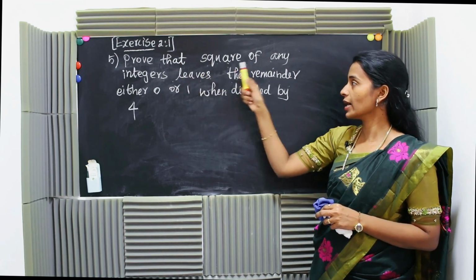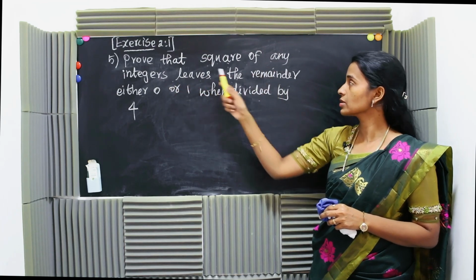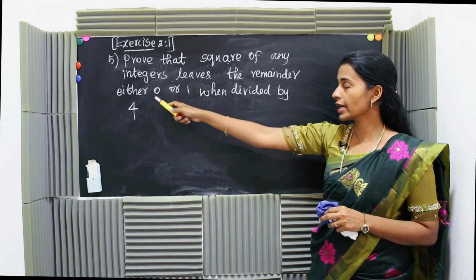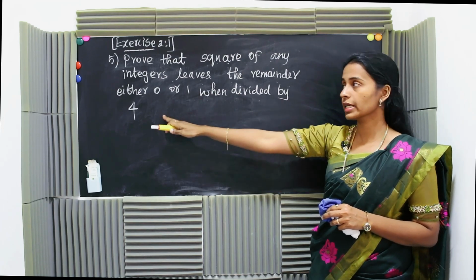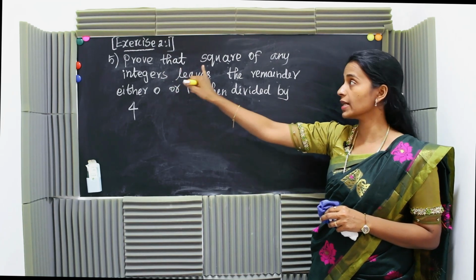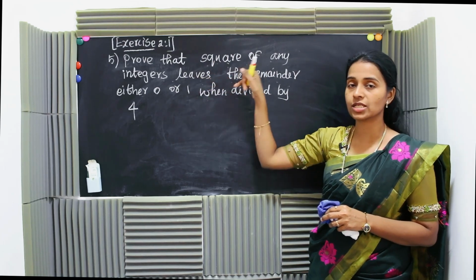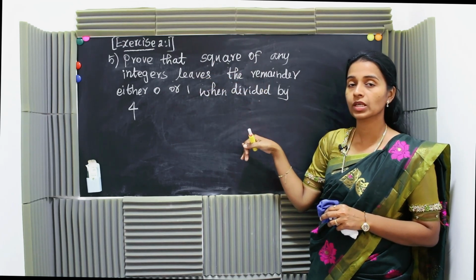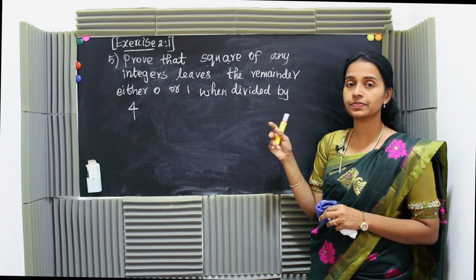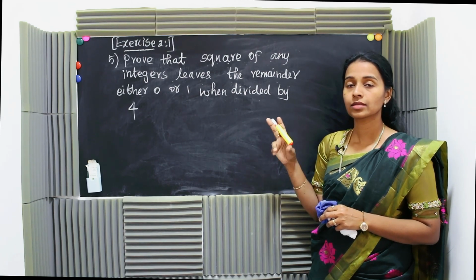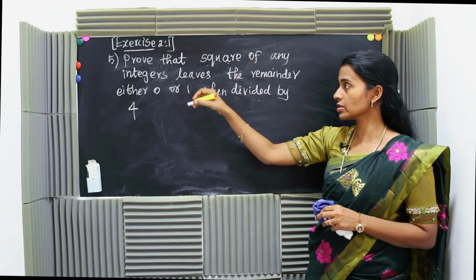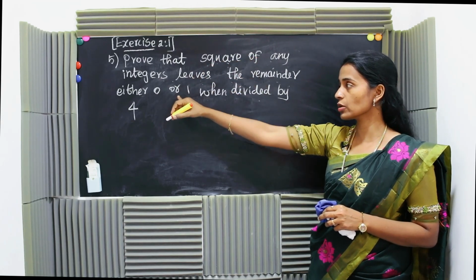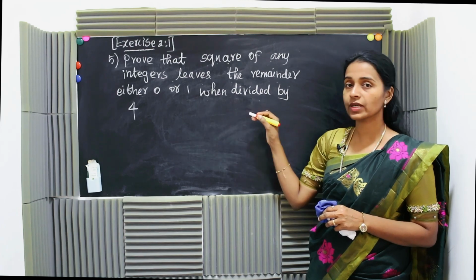Prove that the square of any integer leaves the remainder either 0 or 1 when divided by 4. Here, what is the question? We need to prove that the square of any integer. Any integer means it could be either an odd number or an even number. The square of any integer leaves the remainder 0 or 1 when divided by 4.